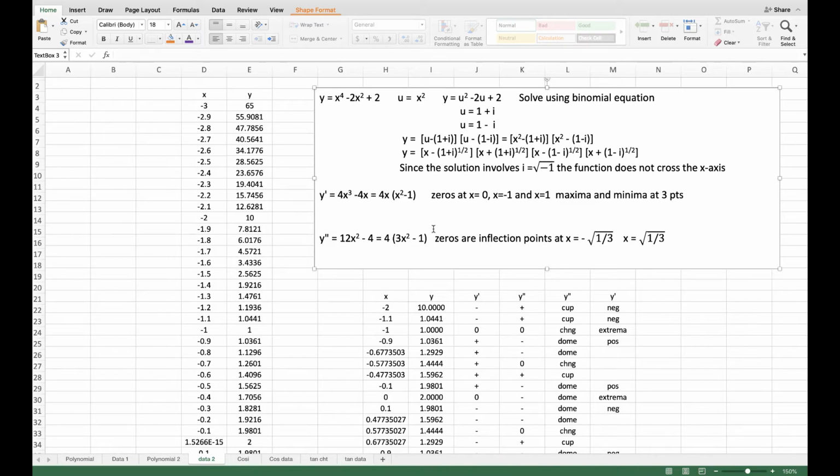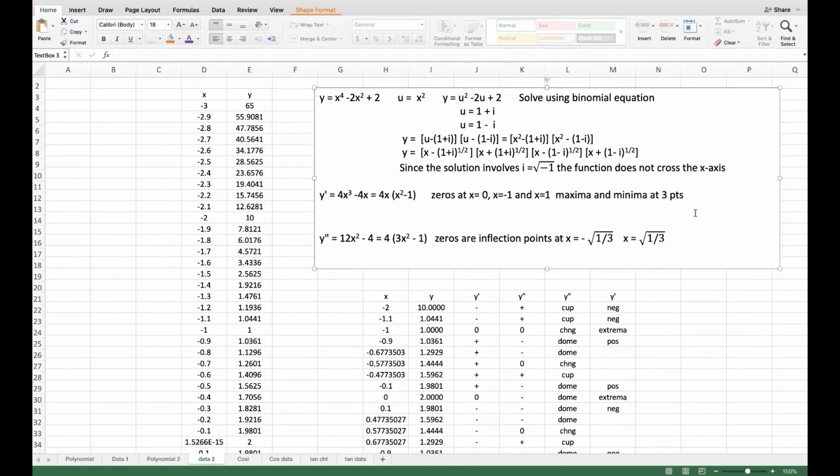Now, when we get down to the second derivative, we have yet a simpler equation. Y double prime, the second derivative, is 12x squared minus 4. You can factor out 4, and you get 3x squared minus 1. And so your zeros are at 2 points for this equation. So you have two zeros, or two inflection points, for this function.